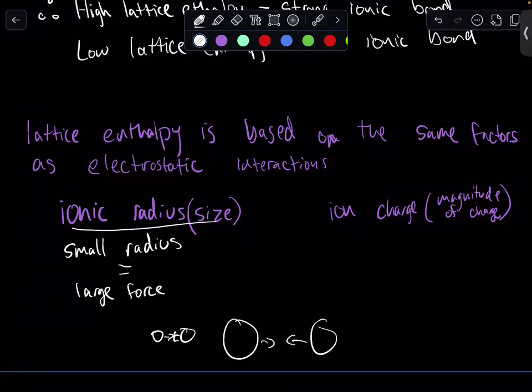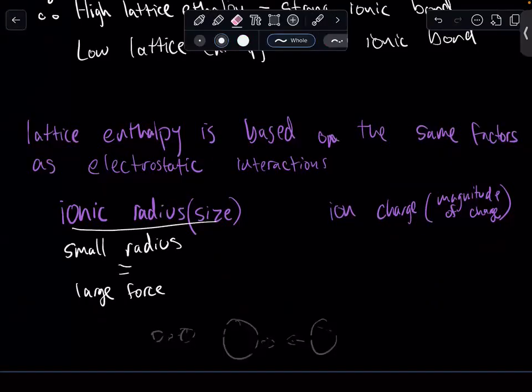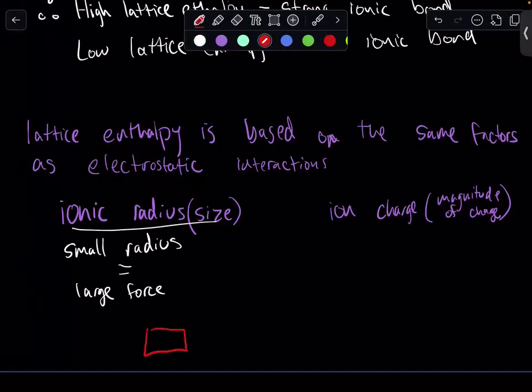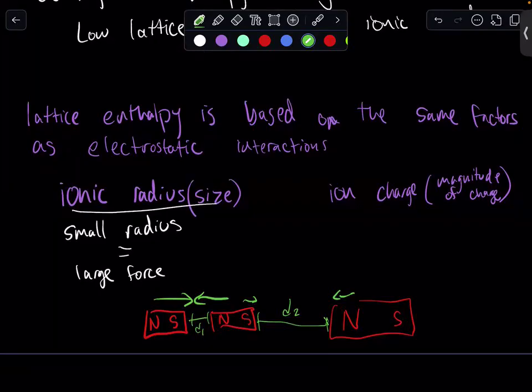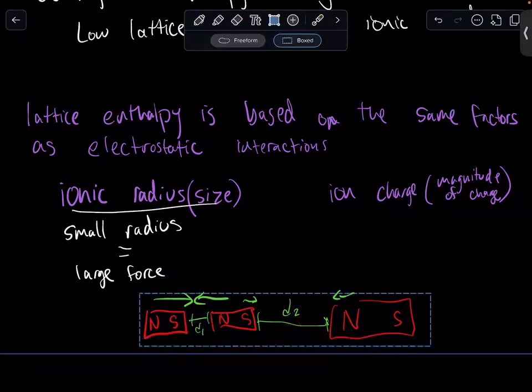So that's kind of like if you take two magnets and you put them next to each other. So if we have, let's see, north, south, north, south versus this magnet. So this attractive force is going to be very strong. However, this attractive force is going to be very weak because this distance is much larger. So a larger distance is a weaker force. A smaller distance is a larger force. And so this is why ionic radius has such a large impact on electrostatic forces.